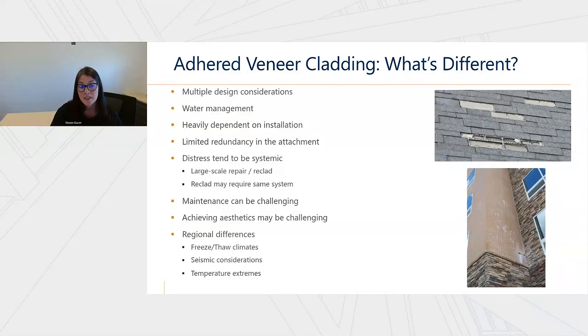There's limited redundancy in the attachment of this system. Once we have adhesive bond failure, we can have failure of the units where they fall off the wall. And when we do have distress of this nature, it tends to be systemic, potentially leading to large scale repairs or even reclad. And when we do have reclads, a lot of times you have to go back with the same system because, again, that structure wasn't designed for a lighter weight type of cladding.